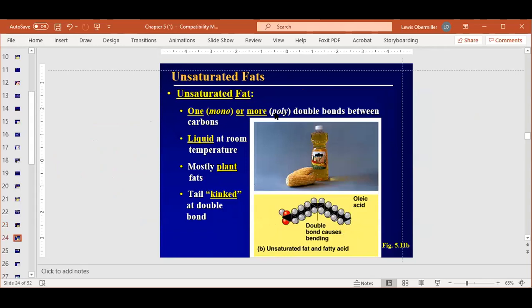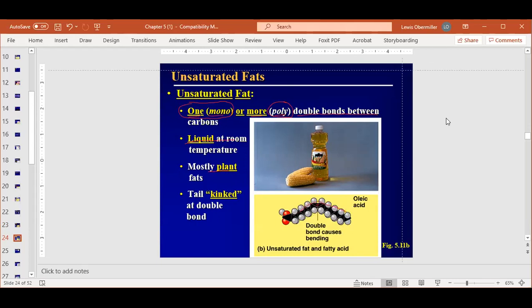If we look at unsaturated fats, they have 1 double bond, and we call that mono, or more, so we call that poly. So you probably heard monounsaturated fat on a molecular level. That means it has a single double bond, or a polyunsaturated fat on a molecular level. That means it has more than 1 double bond, so 2 or more. They're liquid at room temperature. They're mostly from plants, and these double bonds cause it to bend.